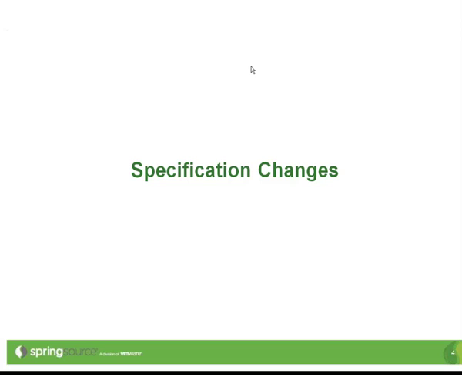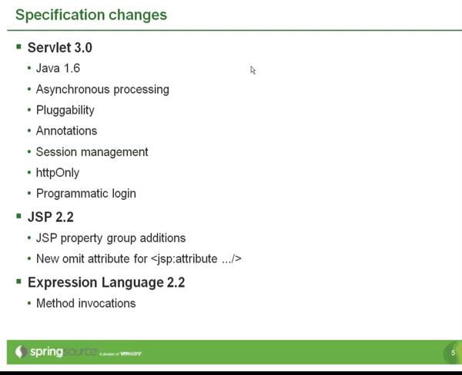So let's start off with the specification changes. And we'll cover each of the three specifications in turn. That's Servlet 3, JSP 2.2, and Expression Language 2.2. First of all then, Servlet 3.